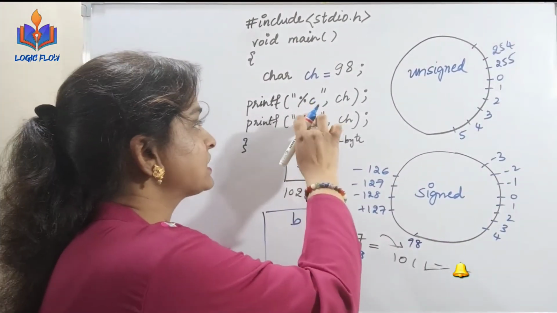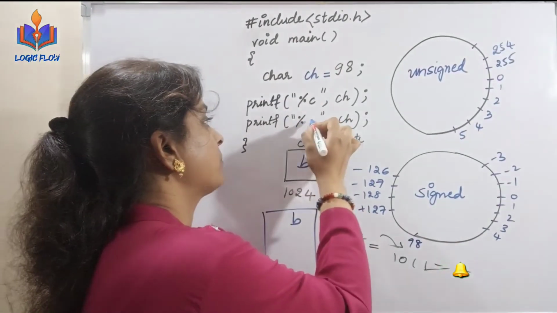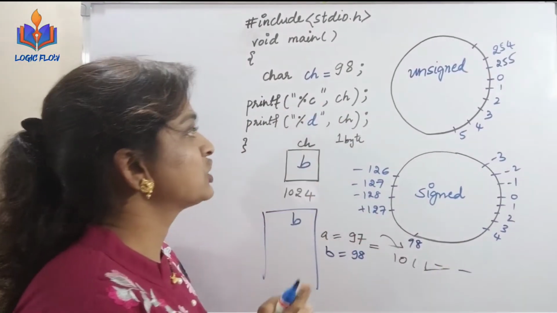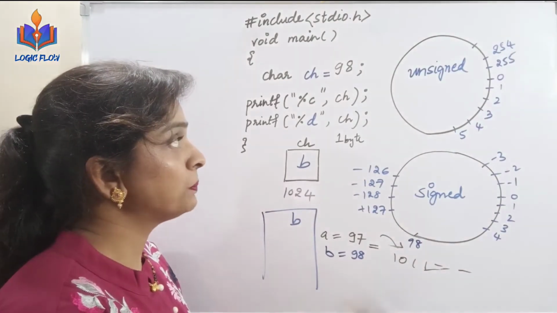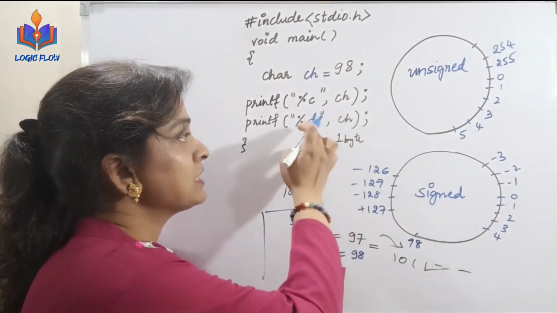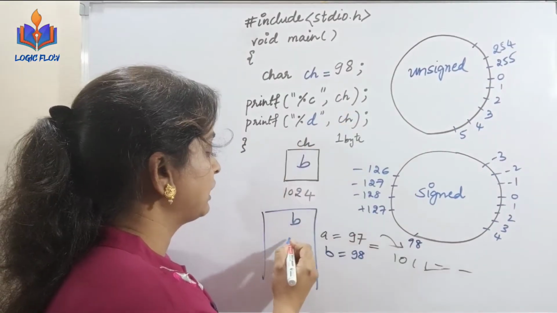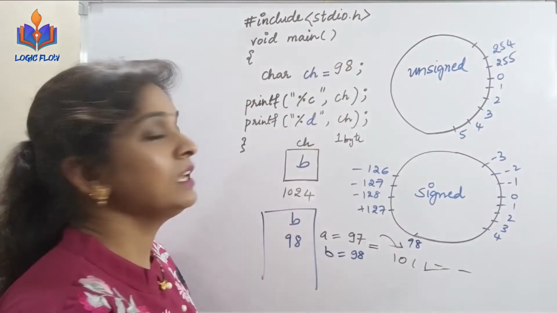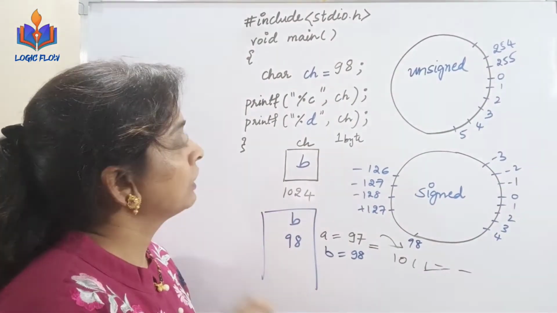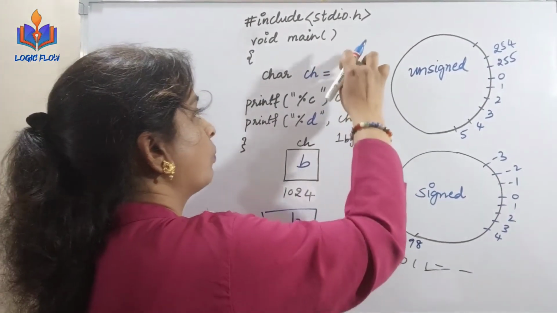When I say %d here, let me just try it. %d is the format specifier for integer, so I need to print the number. Here when I say %d ch, it will print 98, the ASCII code of the ch. Now let me change the value to 130.